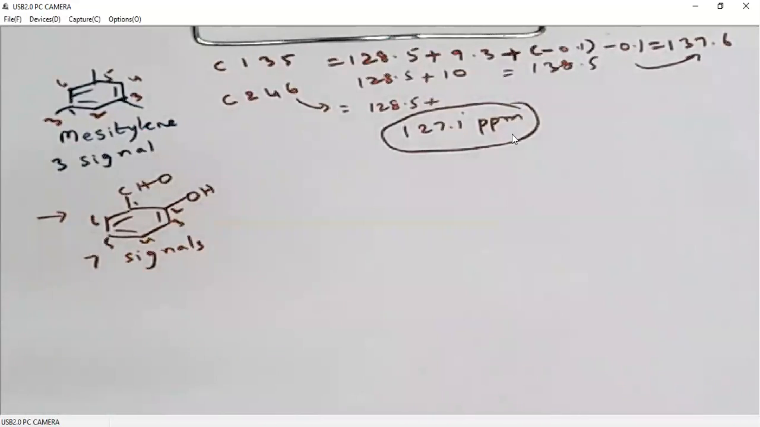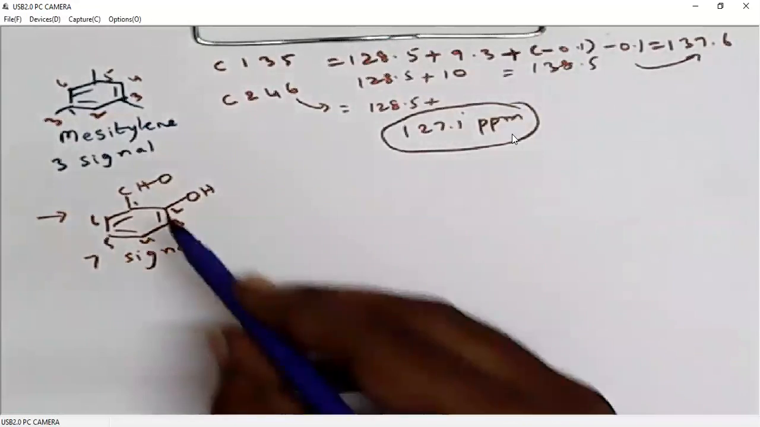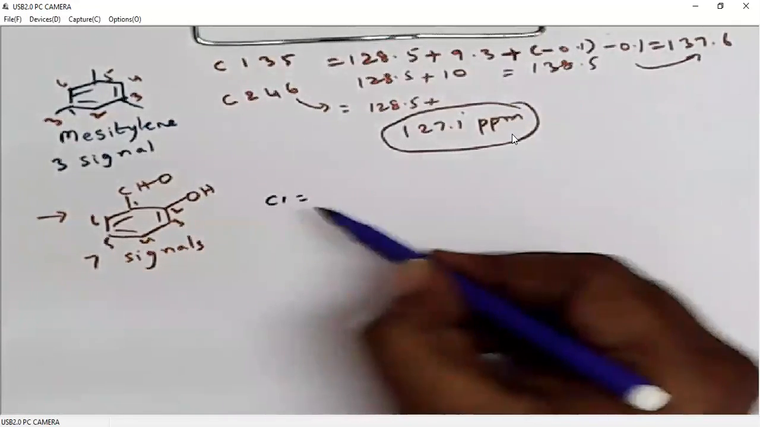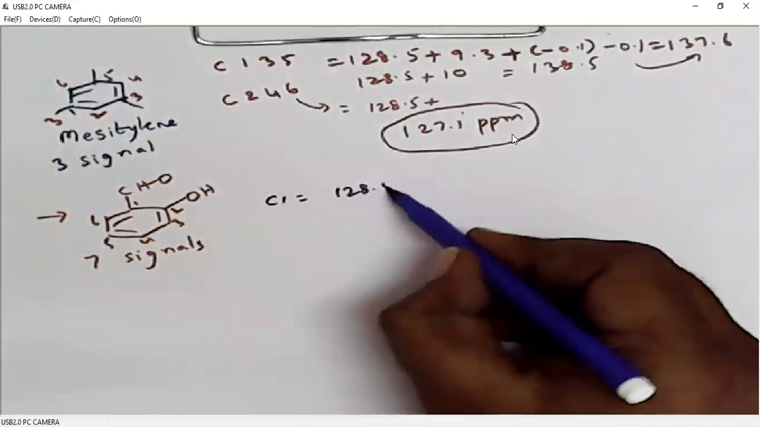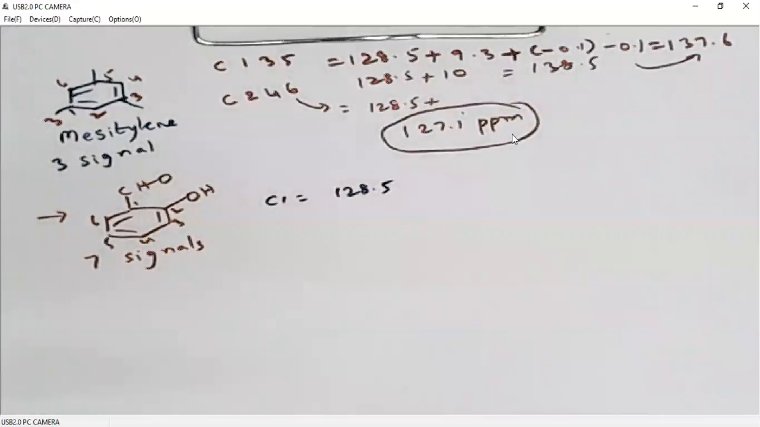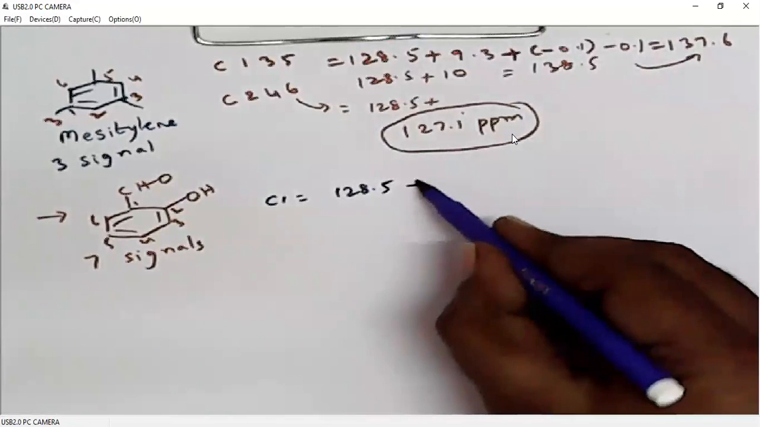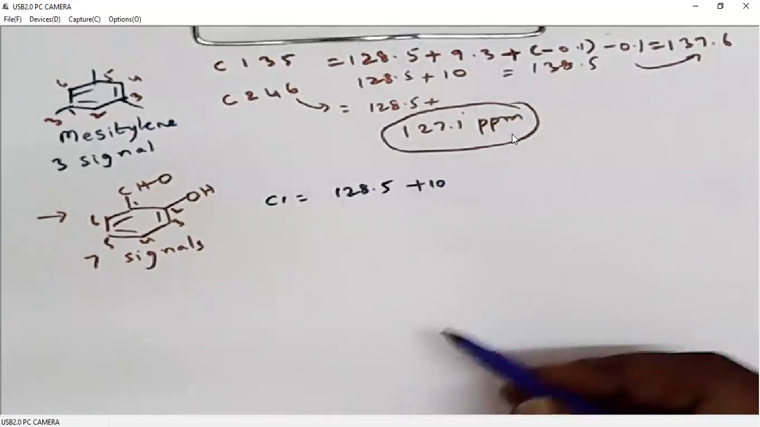Now, if we want to calculate C1, the base value is 128.5 and we have an aldehyde group. The aldehyde group is at alpha and para. We need to remember alpha and para. Ortho and meta we will ignore. So alpha we will add 10, para we will add 6.